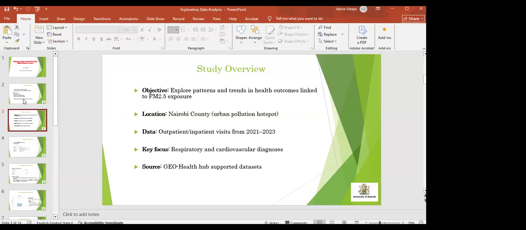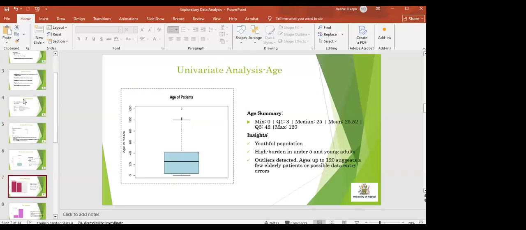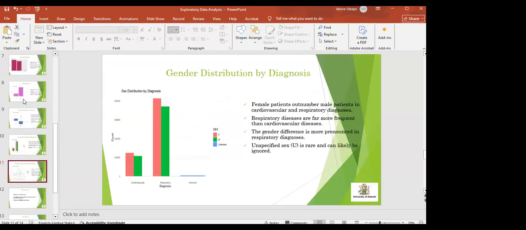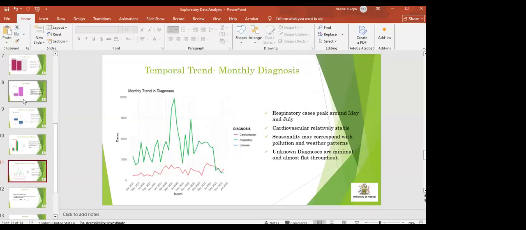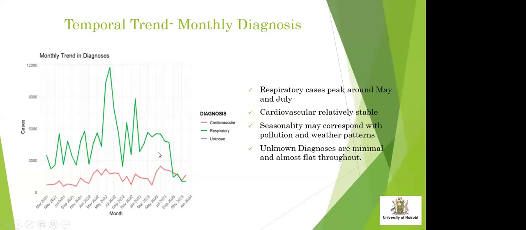The other thing I wanted to ask about was the graph where you were showing cardiovascular versus the respiratory chart, yeah, this one. I see that it's May, July 2022 where you have that peak.